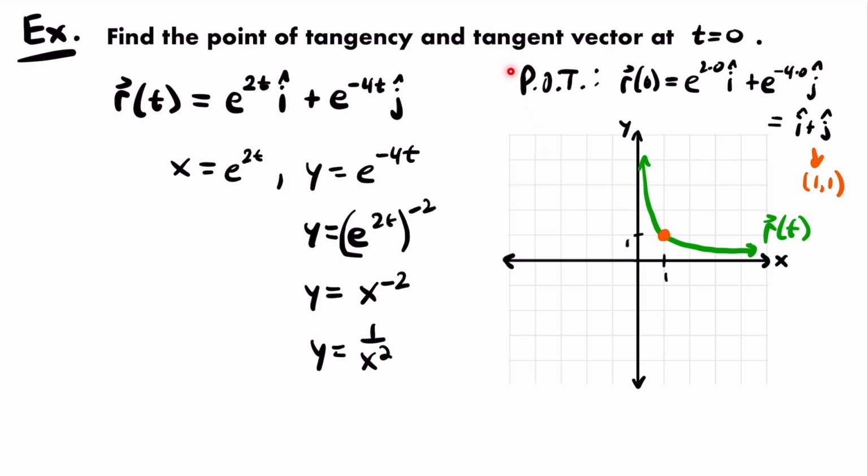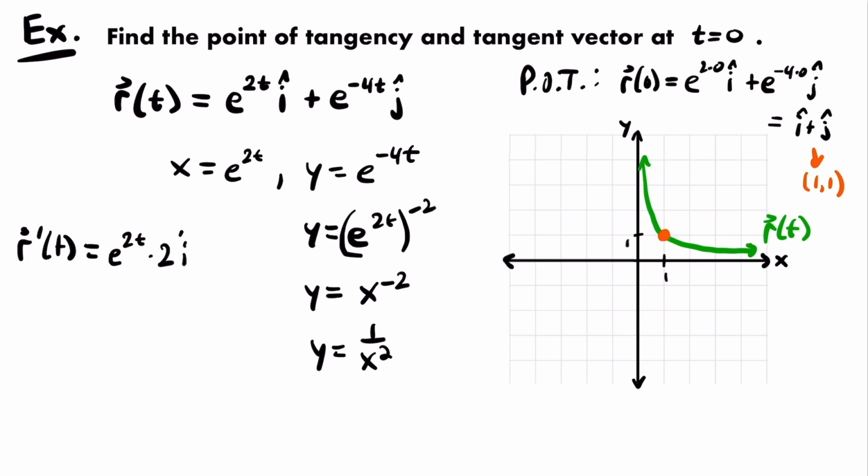Now let's find the tangent vector at that point along the curve. So what we have to do is first take the derivative of our vector function. So let's work on that. r prime of t will be equal to the derivative of the x component, and the derivative of an exponential function with a base of e will just be itself multiplied by the derivative of the exponent. So we'll just have e to the power of 2t times 2, right? The derivative of 2t is 2.